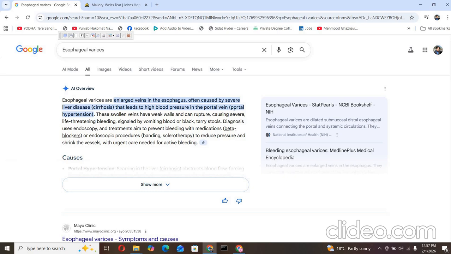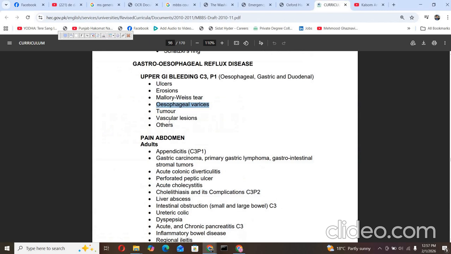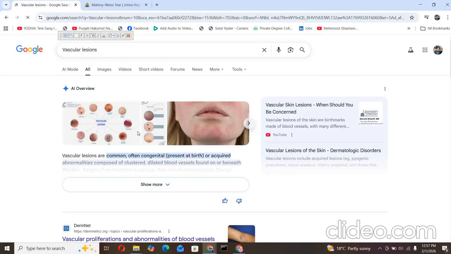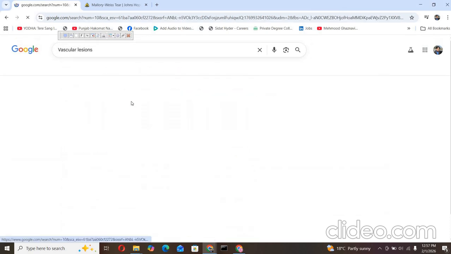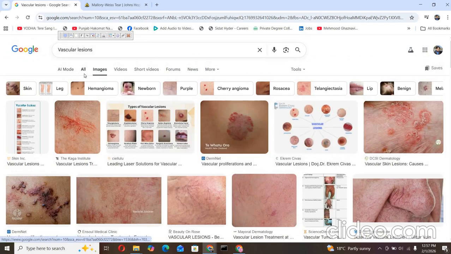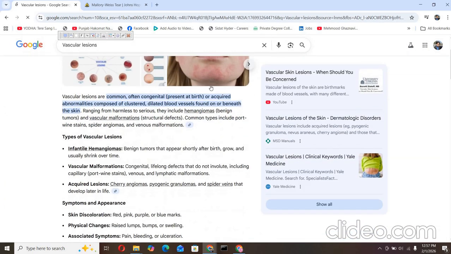Congenital, present at birth, or acquired abnormality composed of clustered dilated blood vessels found on or beneath the skin, ranging from harmless to serious. They include hemangiomas and vascular malformations, which are structural defects. Common types include port-wine stains, spider angiomas, and venous malformations. Symptoms include skin discoloration, physical changes, raised lumps or swelling, and associated symptoms such as pain, bleeding, or ulceration. They can be present in skin, muscle, or internal organs.